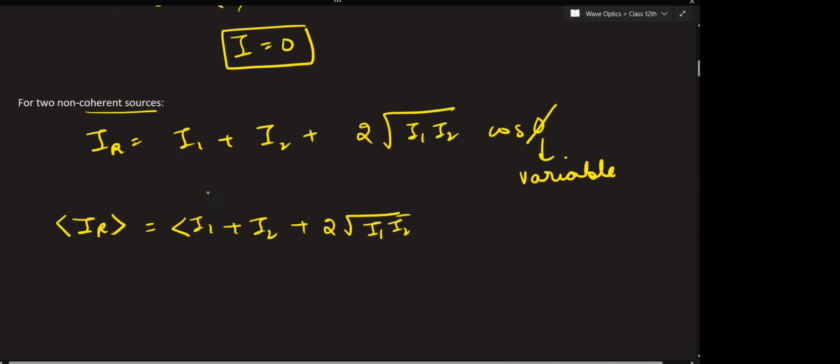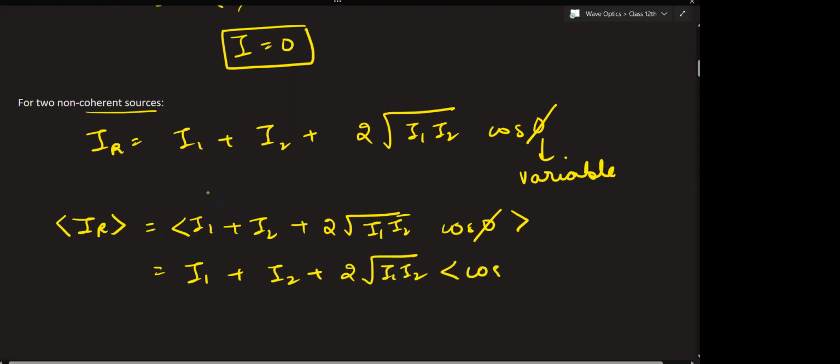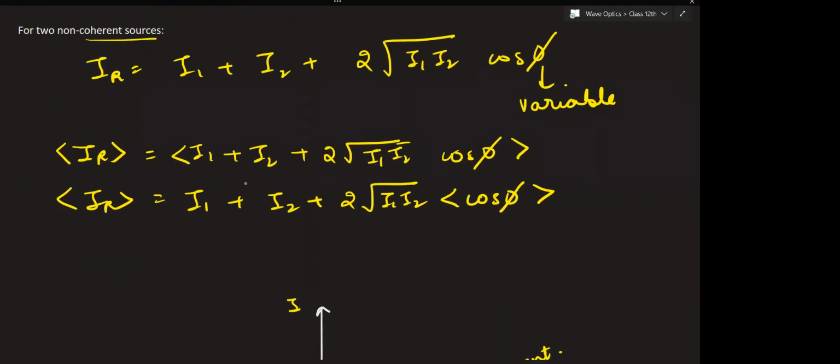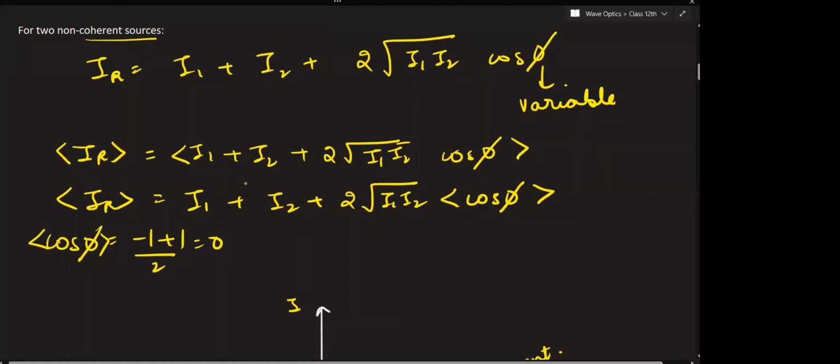We only need the average of cos phi, so you can write 2 under root I1 I2 times the average of cos phi. That will suffice for our answer. Why? Because we know the average of cos phi: it varies from minus 1 to plus 1, so the average is 0. It means this entire term is 0. So the average intensity is I1 plus I2.